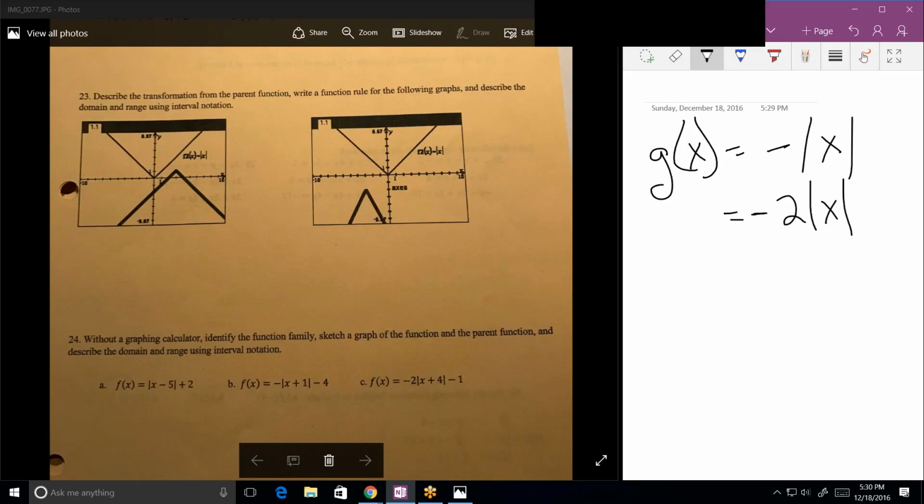It's been horizontally shifted left 3. How does that reflect in the function? So it'd be minus 2 absolute value x plus 3. Good. And then one last thing has happened to this function.